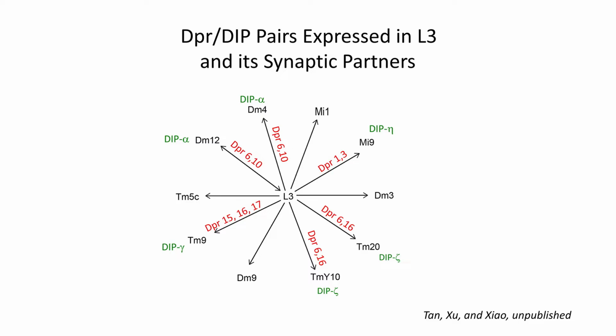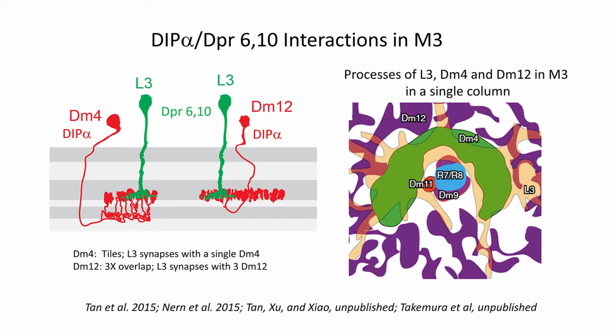So just a little bit of information on DM4 and DM12. These are amacrine-like cells. They extend into the medulla and they extend out within a layer. They both extend within the M3 layer, and they have largely overlapping synaptic connections, with most of their synaptic connections being to L3. DM4 neurons tile. As a consequence, an individual L3 neuron makes synapses with only a single DM4 neuron. By contrast, DM12 neurons overlap extensively. There's a threefold overlap. So a given L3 terminal will typically make synaptic connections to 3 different DM12 neurons. And in the discussion, we can come back to why that may be significant.